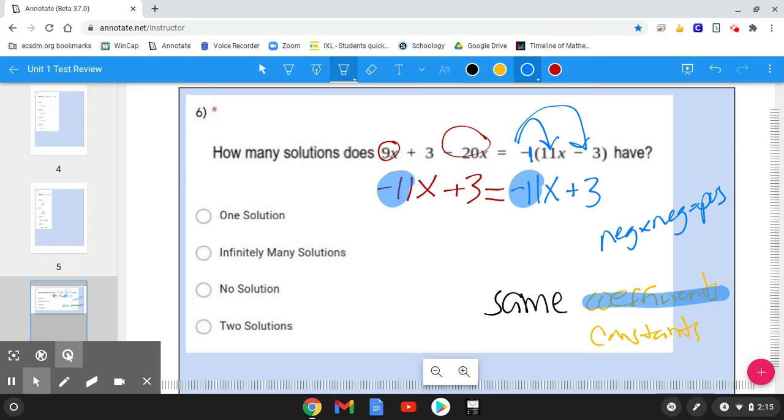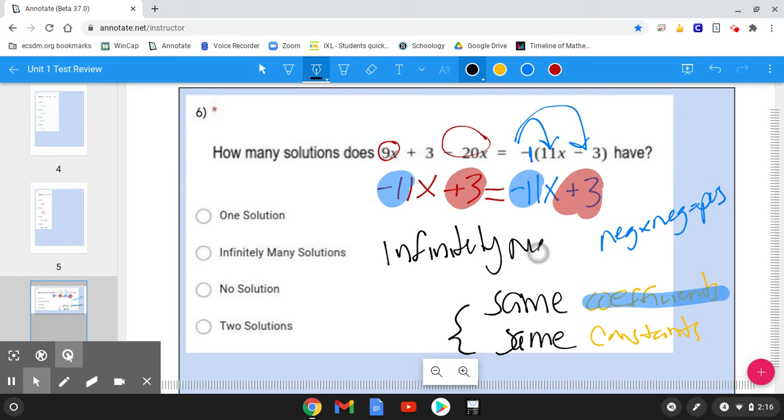And let's look at the constants. I'll highlight the constants in red. The constants are the numbers without any variables attached to them. What do you notice about them? They're both the same. They have the same constants. So when you have the same coefficient and the same constant, the right and the left hand are the same, that means there are infinitely many solutions. Why? Because it does not matter what number you plug in for x. Because you're doing the same thing, multiplying it by 11, then adding 3, on both sides, the left and the right side will always be equal to each other. So our answer is infinitely many solutions.